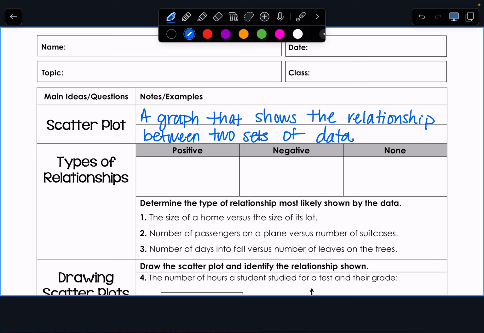Okay, so on Friday, we did that hula hoop activity as an introduction to, hey, this is where we're going. What we need to be able to do today, we need to be able to make a scatter plot. We need to be able to read a scatter plot, okay? And we need to be able to determine what kind of relationship the data has.